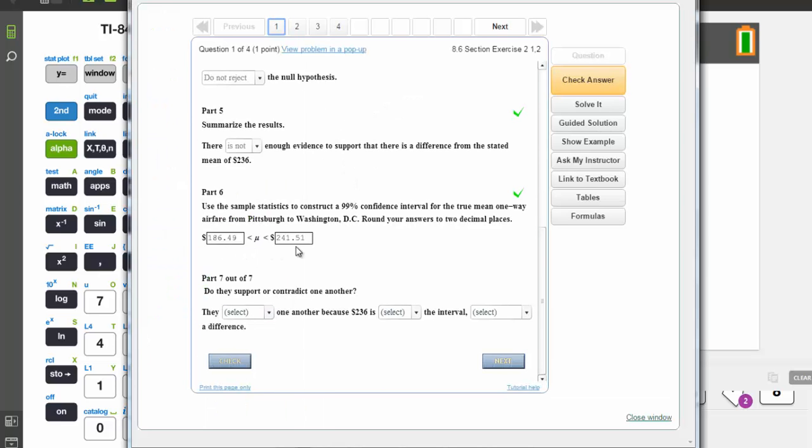Now, looking at this interval, we find that this hypothesized value of 236 is contained inside of this interval. And this interval interpretation would be that we are 99% confident that the actual population mean is between these two values. Well, since 236 is between these two values, then we have no reason to contradict that the mean is equal to 236. They support one another because 236 is inside the interval, not implying a difference.